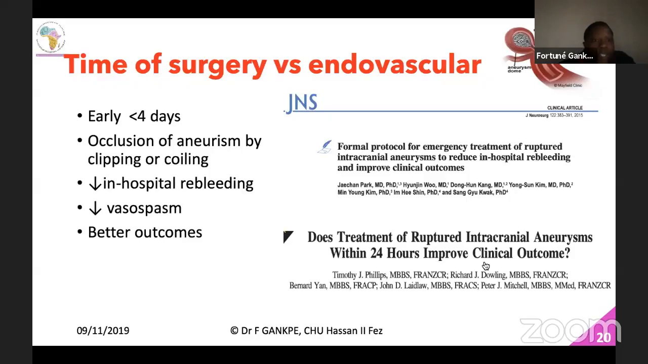This is shown in this article I show you here from Pack and colleagues, and also Philip, our colleague. They found that when we treat the patient very early, this decreases the in-hospital rebleeding and also the vasospasm and leads to better outcomes.